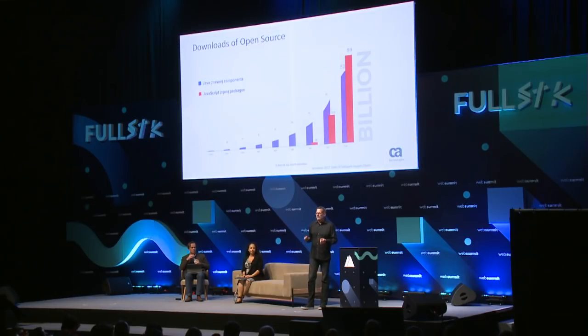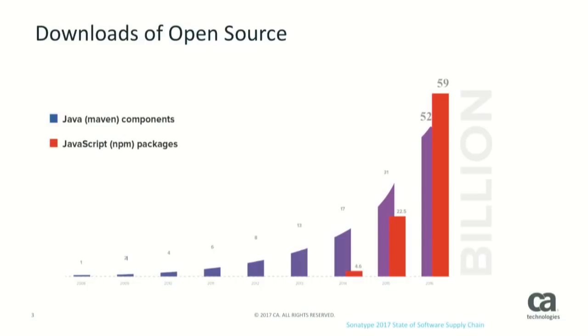If you look at the trend on this diagram, I have both Java from the Maven repository and JavaScript coming from NPM. You can see that just in 2016, there was 52 billion downloads of Java packages and 59 billion downloads of JavaScript. So JavaScript last year actually came out of nowhere in the last 3 years and surpassed Java. So every developer, no matter what language you're using, is using a huge amount of these components.